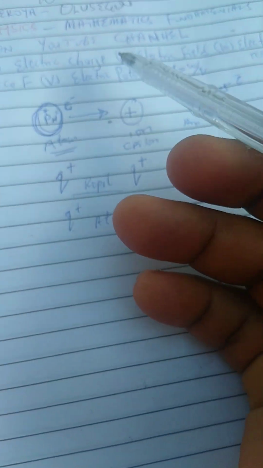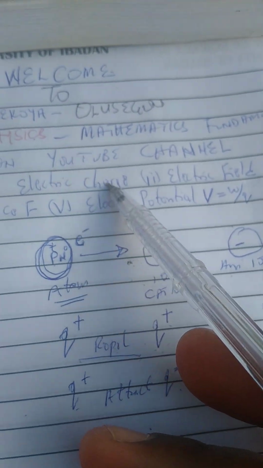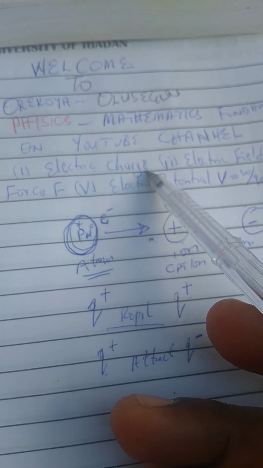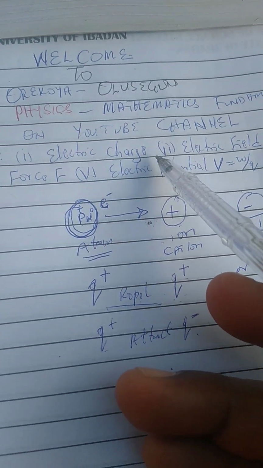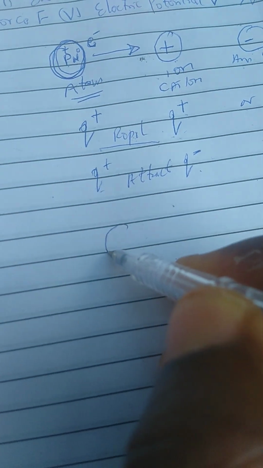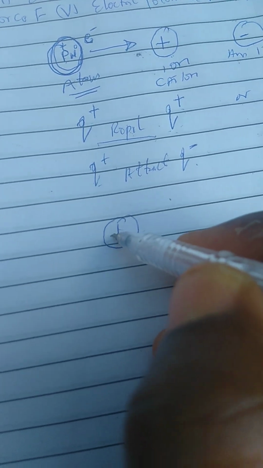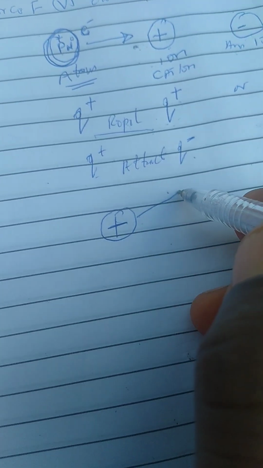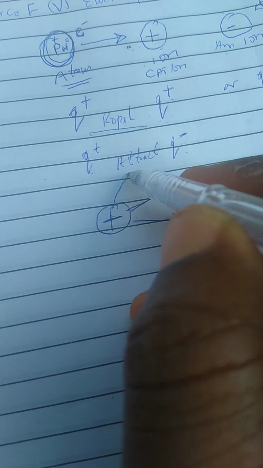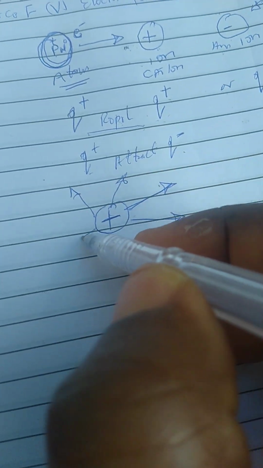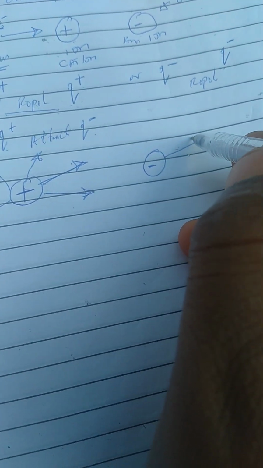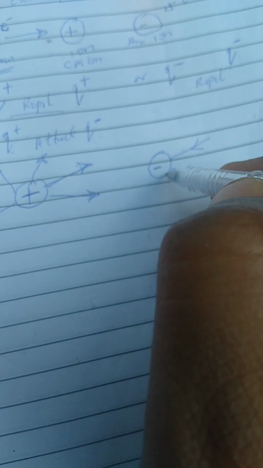Now, what is electric charge again? Electric charge is the property of a matter that determines how it will behave when it is placed in an electromagnetic field. Now, what is electric field? Let me say I have this charge and it is positively charged. The line of forces coming from this charge is outward for the positive charge. If this charge is negative, the line of forces will be going inward.